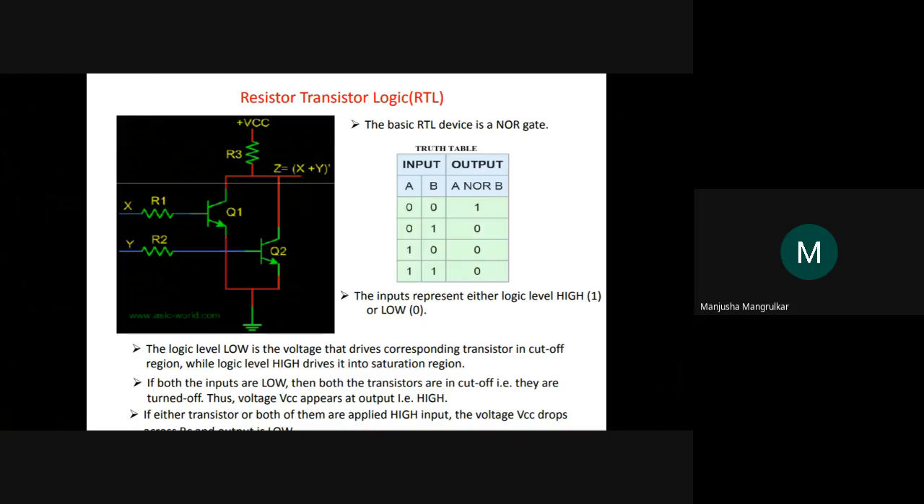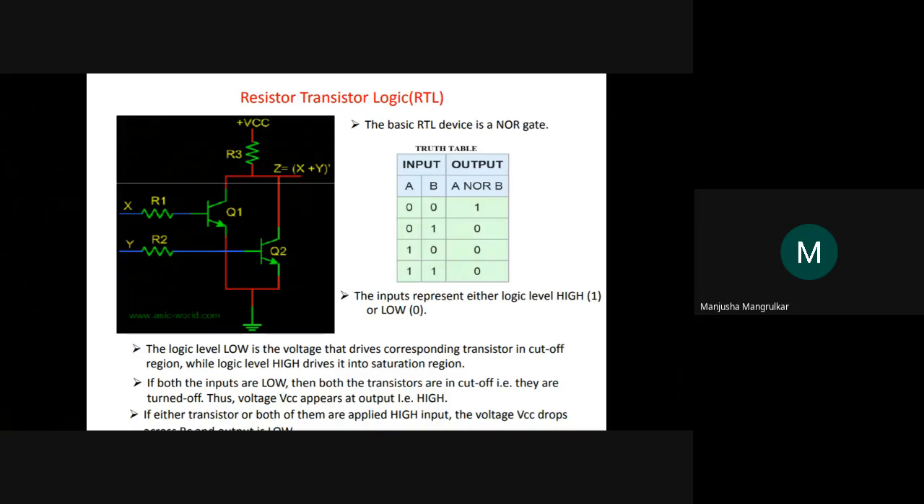Suppose both are 0. Now here is 0, here is 0. Means your VBE is less than 0.7, right? Your transistor is in cutoff mode. Here also your VB is less than 0.7, your transistor is in cutoff mode, right? So if it is in cutoff mode, this will open, this will open, right? It is not short, it is open. So your Z is directly connected to the VCC. So Z is equal to 1, right? When X and Y are equal to 0, your Z is equal to 1.